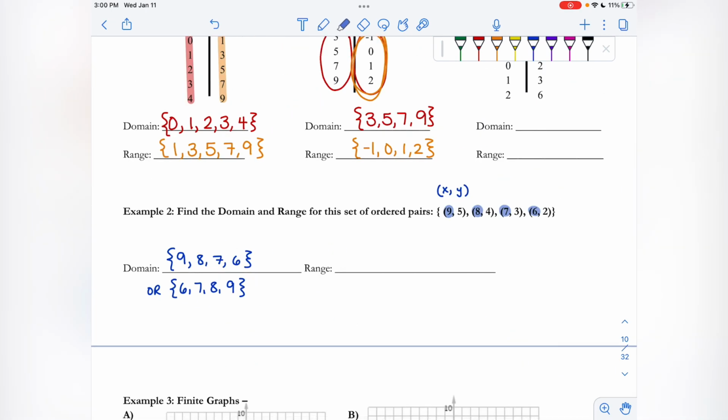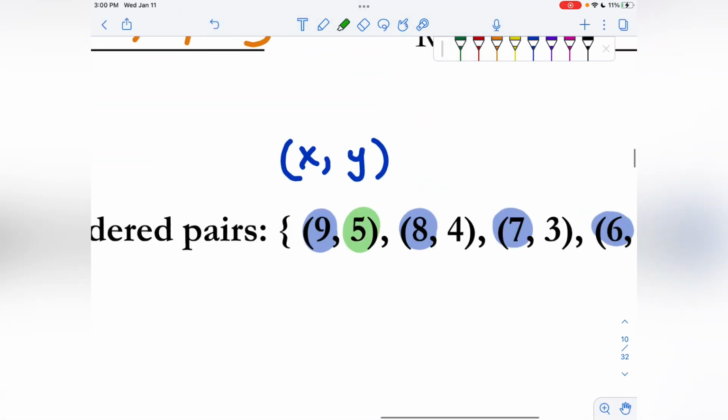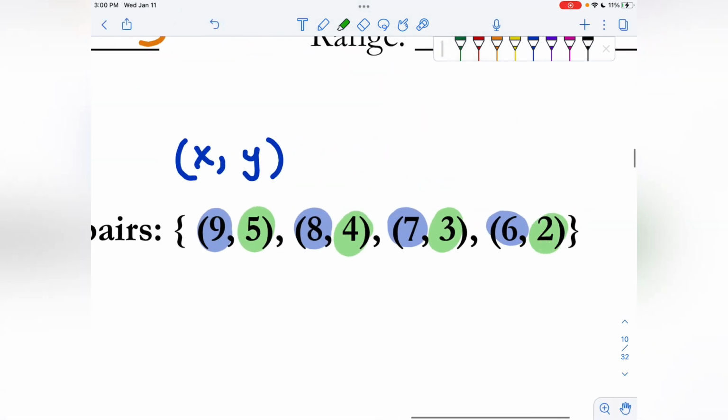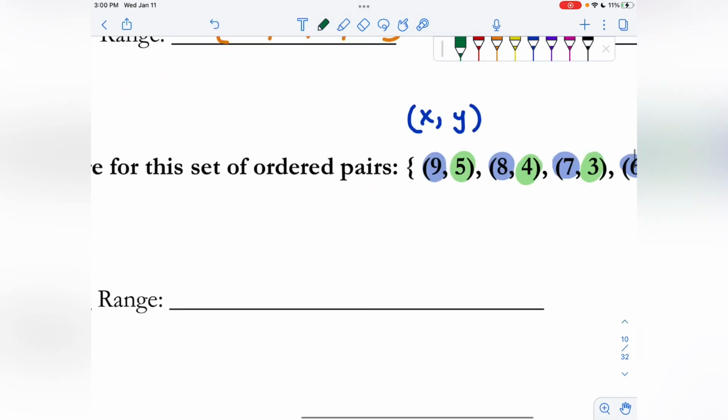Now, the range is your y values. So my y values are these ones. So 5, 4, 3, and 2.